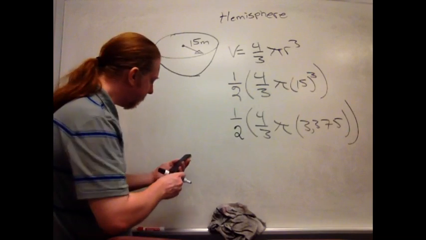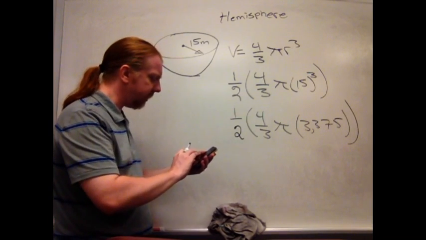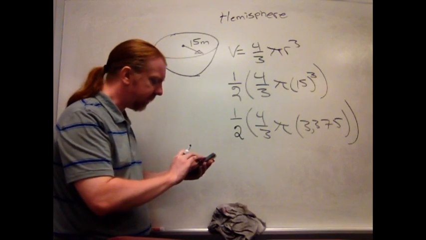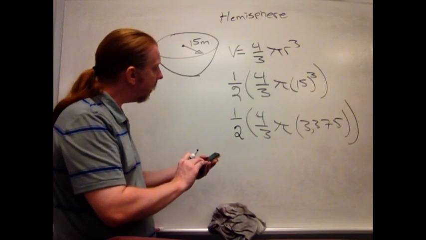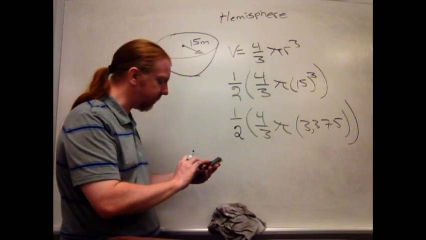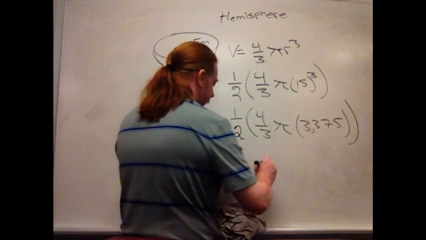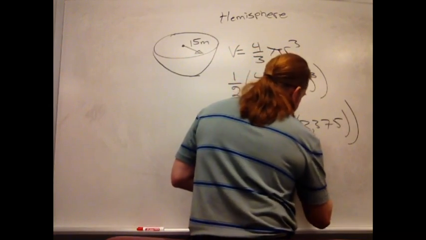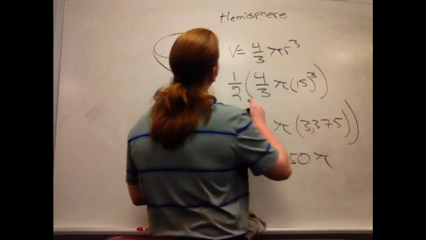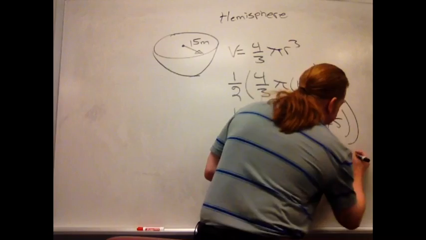Let's do that again now. 3375 times 4 divided by 6, not 9. I get an answer of 2250 pi. Units were given in meters, meters cubed.